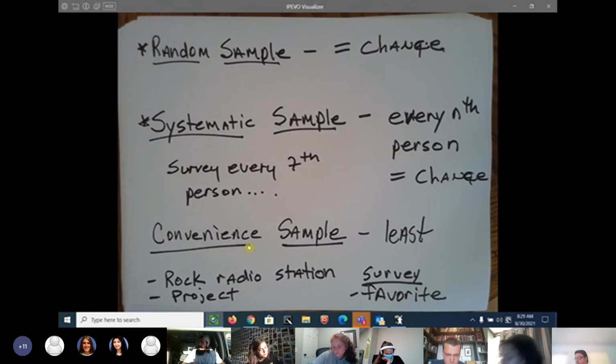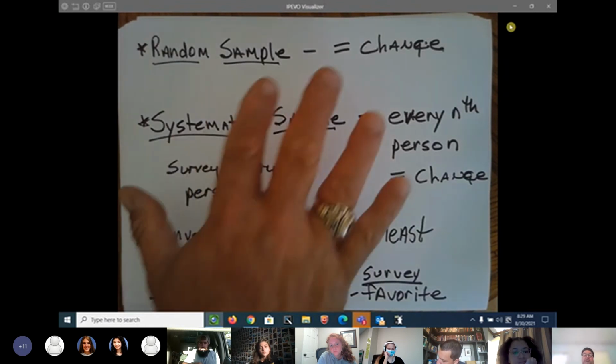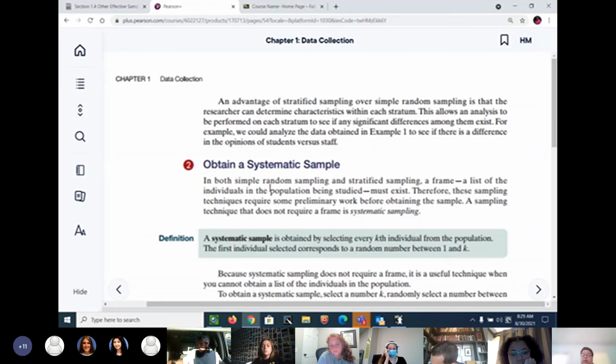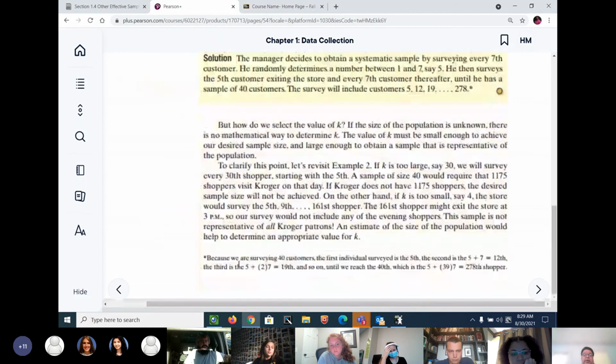Now there's a couple more. There's cluster sample and stratified. So we'll look at those. But I wanted to write these down on a piece of paper because those are the ones that, if I was to test you on, it would be those 3. And there's systematic. The stratified is on the previous page.